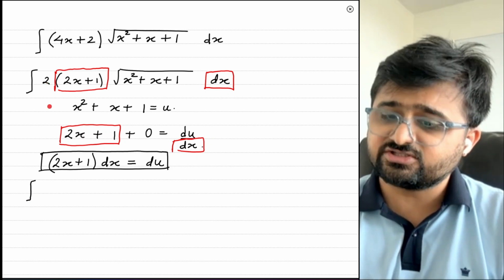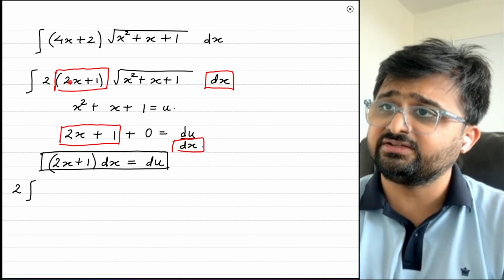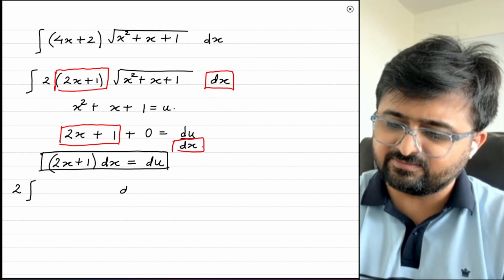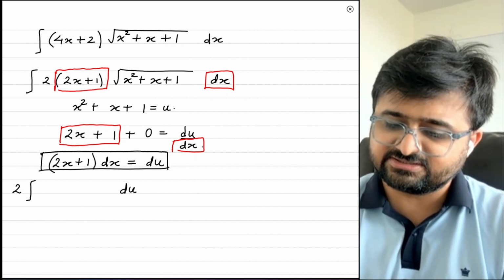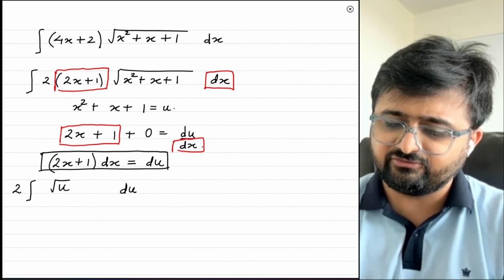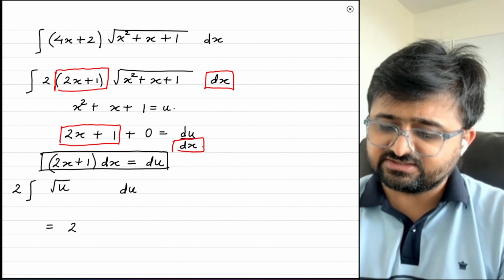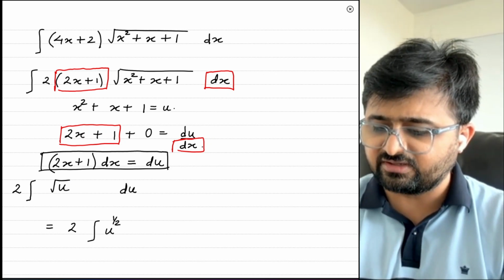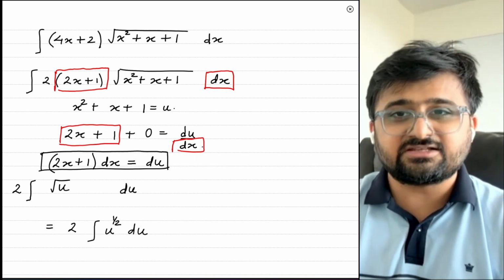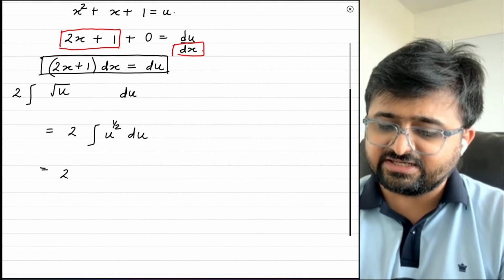So let's convert that integral from the x world to the u world. And the 2 is a constant, it can be taken out of the integral. So we have this times this is nothing but du. And this square root of x square plus x plus 1 is nothing but square root of u. I hope that makes sense. Now what we can do is 2 times the integral of the square root of u, which is nothing but u to the power half du.